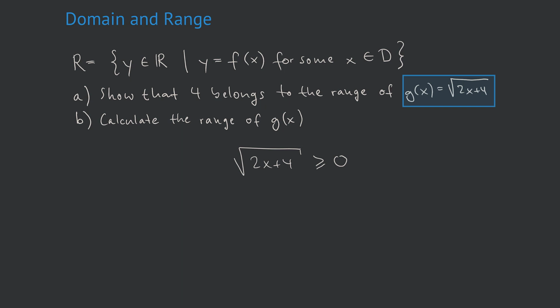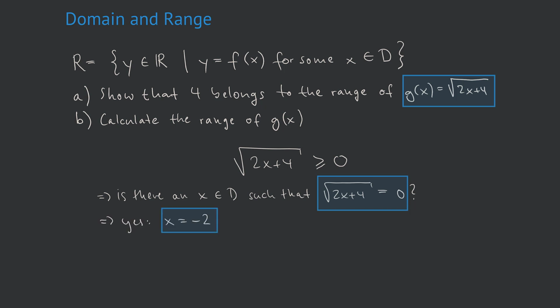So now let's check the value 0 itself. So let's check if this square root expression can take on the value 0 for some x element D. So is there an x element D such that the square root of 2x plus 4 equals 0? As we have already found out earlier, the answer is yes. For x equals minus 2, the expression gets 0. Now let's look at the positive numbers.